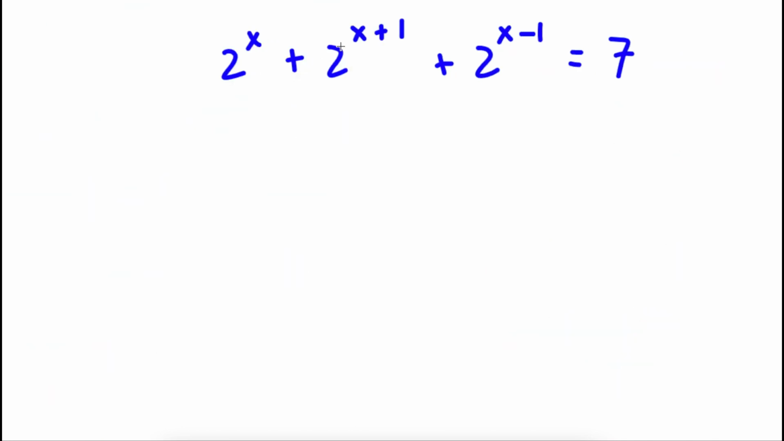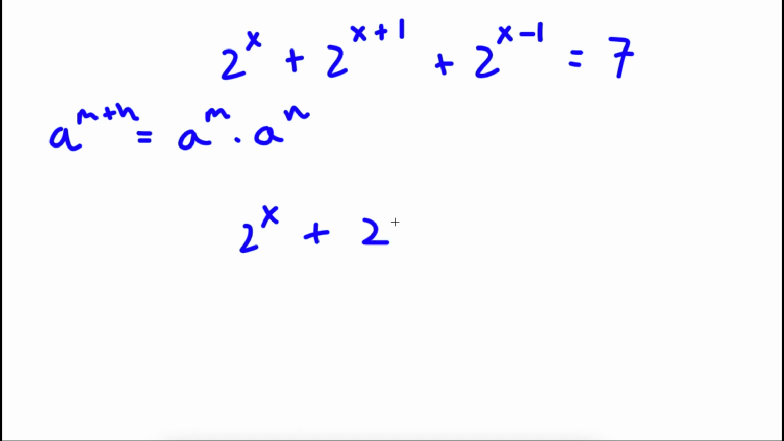Now the first bonus problem: I have 2 to the power of x plus 2 to the power of x plus 1 plus 2 to the power of x minus 1 is equal to 7. Now, if I have something in the form a to the power of m plus n, this is equal to a to the power of m times a to the power of n. So 2 to the power of x plus 1, we can rewrite as 2 to the power of x times 2 to the power of 1.